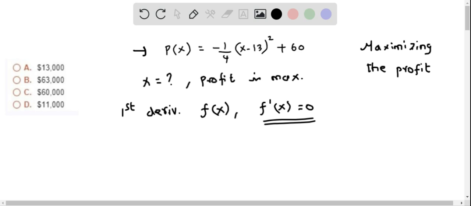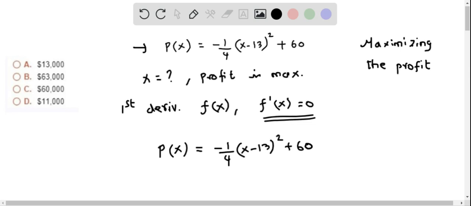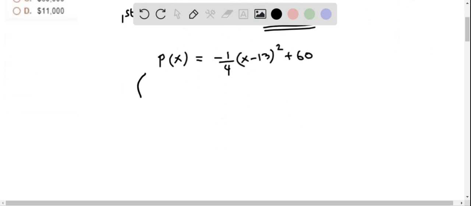So I'm going to find the derivative of the profit function. Let me copy the profit function. We have p of x equals negative 1/4 times (x minus 13) quantity squared plus 60. Sorry, it is 60. So let's find its derivative. This is p prime of x, and this equals, here we have negative 1/4, which is a constant. According to the constant multiple rule of derivatives, we keep this constant, and now we have to find the derivative of (x minus 13) quantity squared.